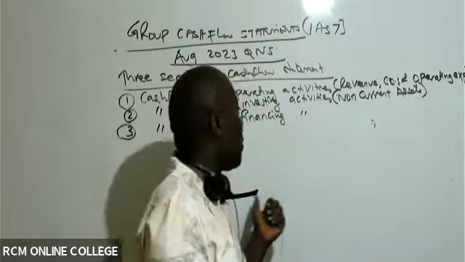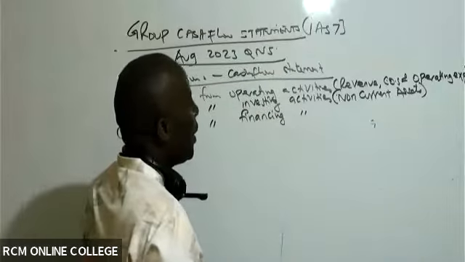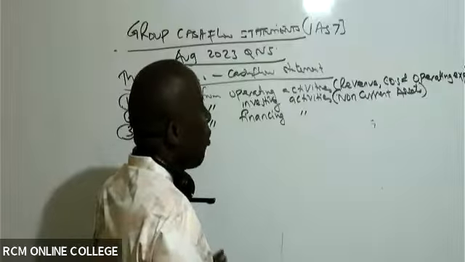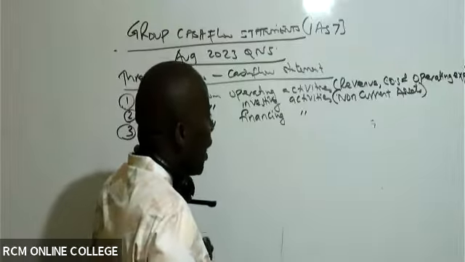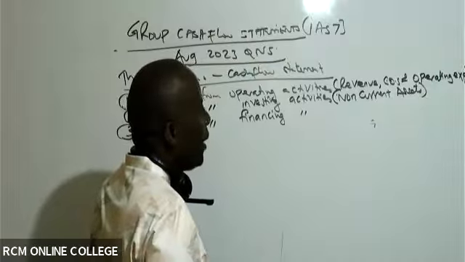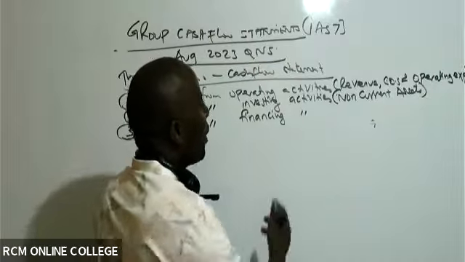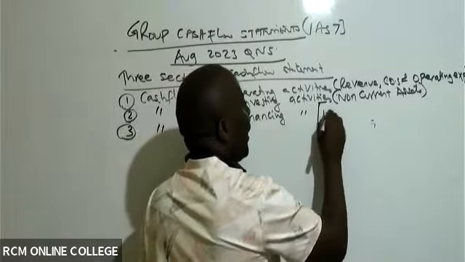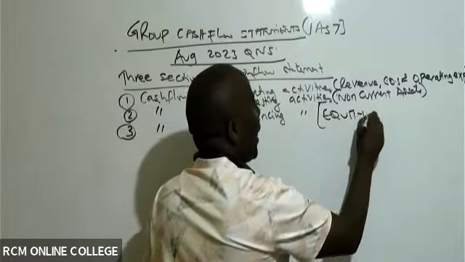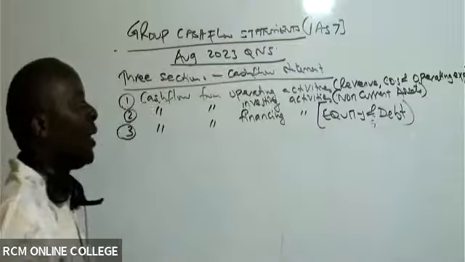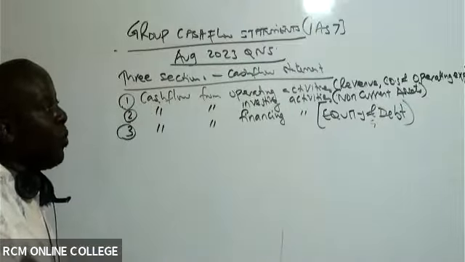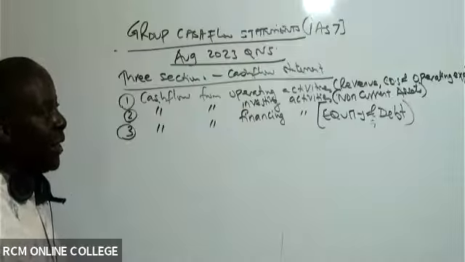And then when you talk about financing activities, we are looking at how we acquire this capital. So in this case, how do we acquire funds for running our company? We are looking at equity and debt. At times we have preference shares, but preference shares are not very, very common. So basically, we're looking at equity and debt.